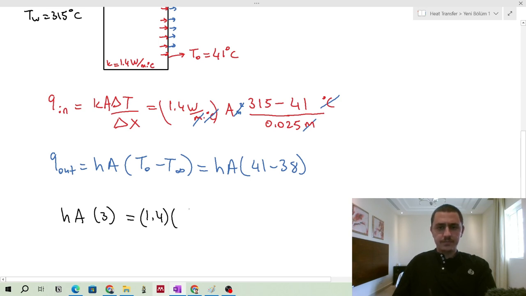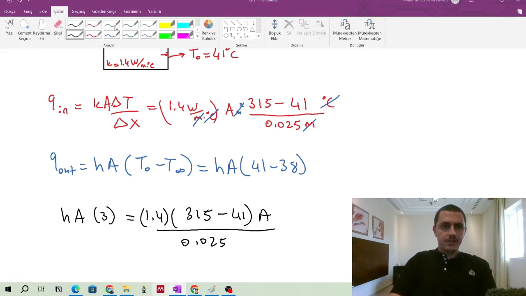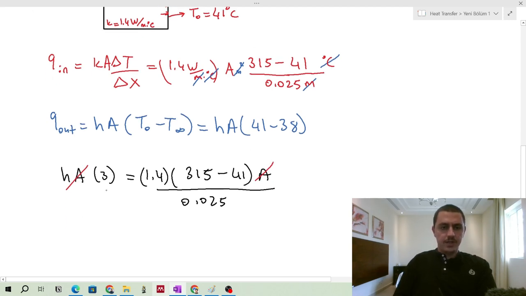is equal to 1.4 times 315 minus 41 over 0.025, and you have area here again. These areas will cancel each other, and you can send this guy to the other side, and you can find the heat transfer coefficient for this problem.